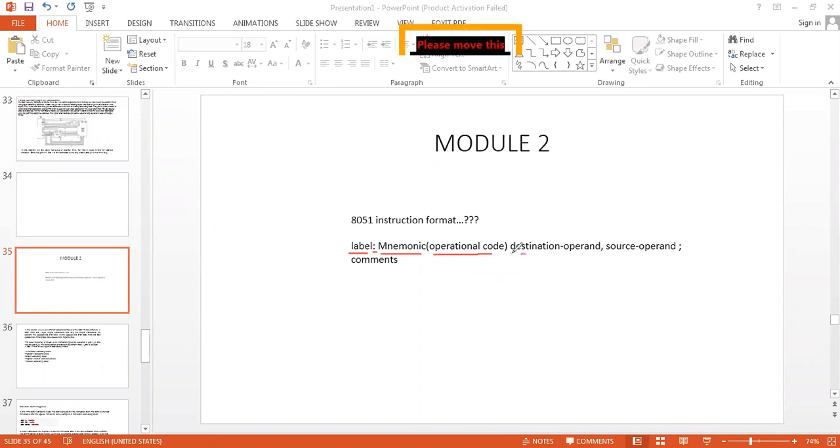Then after the mnemonic we should leave one space, and then we should write the destination operand, where a result is going to be stored, right? We call it operand 1, which is nothing but the destination operand. Then we should write a comma, and then the source operand. This is going to be the second operand for the processing purpose. Then we should put a semicolon, and then we have to write a comment.